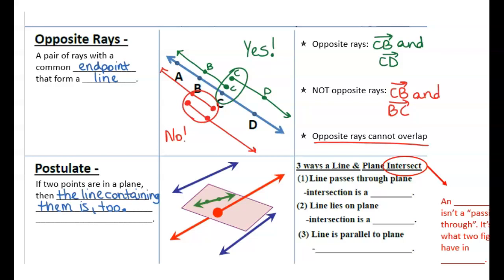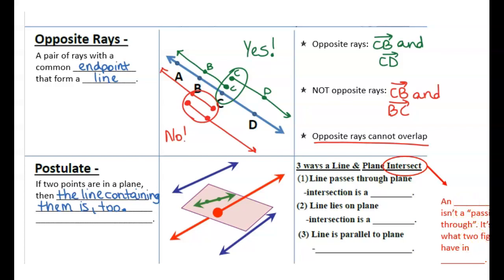So there are a couple ways that we're going to talk about intersecting figures. I'm going to jump from the picture all the way over here. It says 3 ways a line and a plane intersect. And when you think of intersect, you probably think, from Algebra 1 and Algebra 2, of crossing or where something passes through something else.